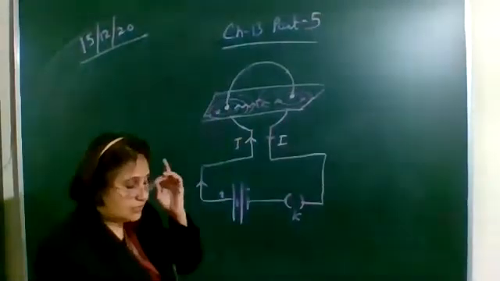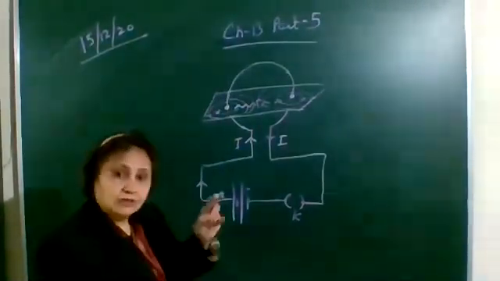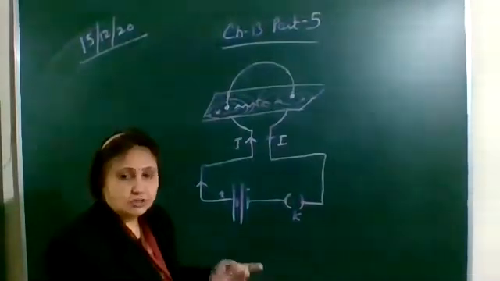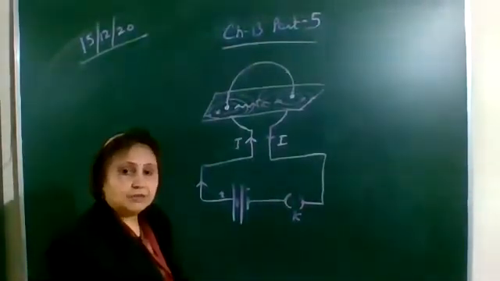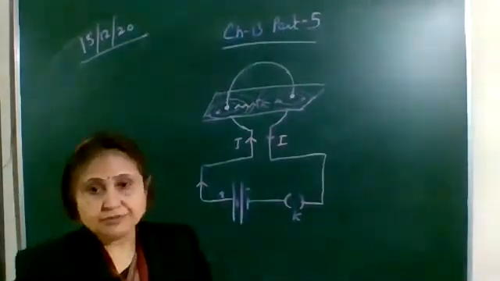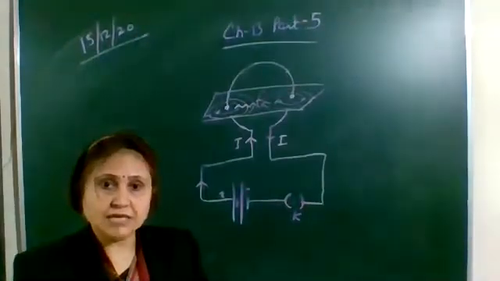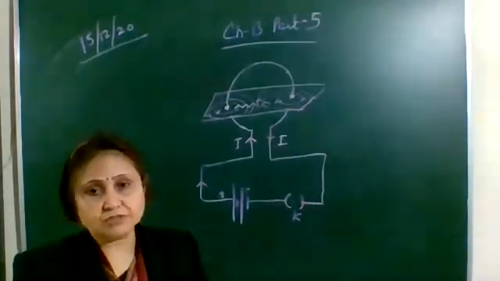Here there is only one turn. If there are more turns, the magnetic field will increase. So the magnetic field depends upon the number of turns of the coil, and it is directly proportional. B is directly proportional to the number of turns in the coil.